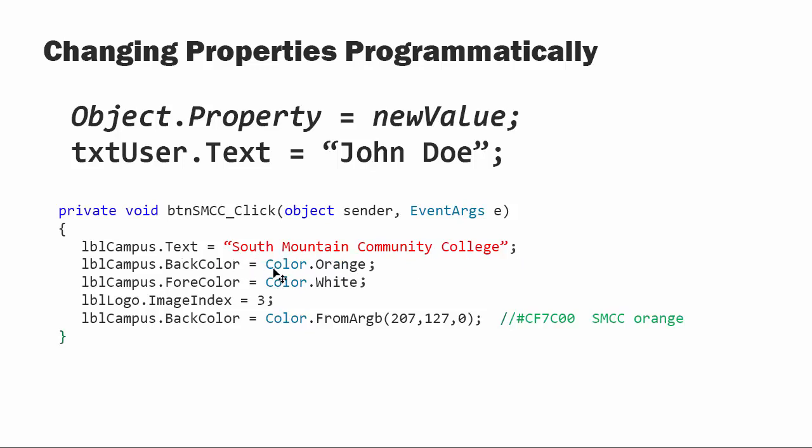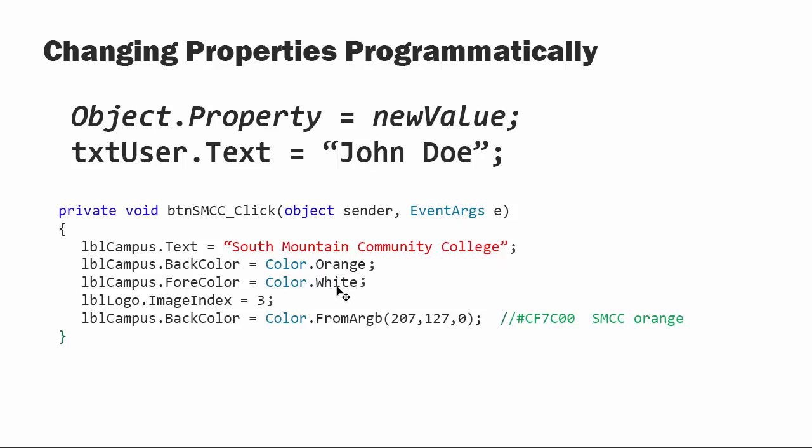The back color has to be a color value. And there's a whole list of about 140 different colors that we can grab using Color dot and the name of that color. So if I want the back color to be orange, I can say it equals Color.Orange. Changing the fore color, that's going to be the text color, equals Color.White. And then for lblLogo, that's the label up above that shows the logo, I'm changing the image index equals 3, which is the South Mountain logo that was part of the image list that label is tied to.